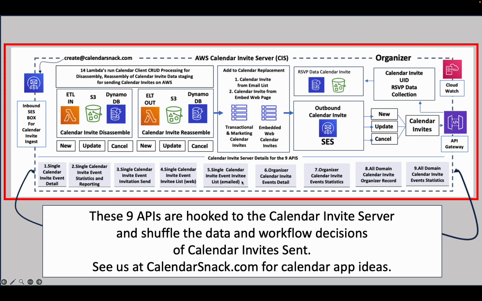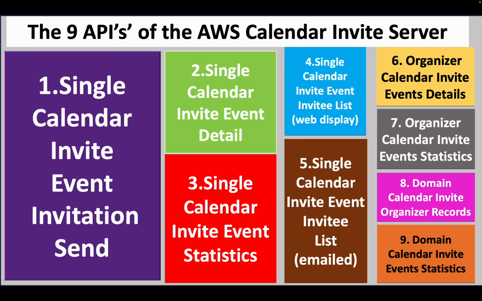These 1 through 9 here on the bottom of this chart are the 9 APIs that are hooked up to the calendar invite server, and we shuffle the data and workflow decisions of the calendar invite sent. For more information, go to calendarsnack.com and see our apps there. We're building numerous apps, if you will, using the Calendar Snack tech stack. That is the front end that runs all these API workflows.